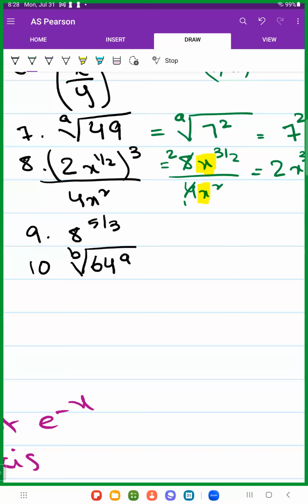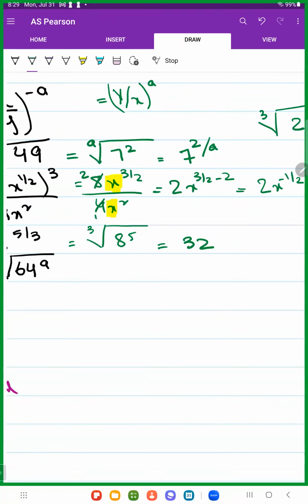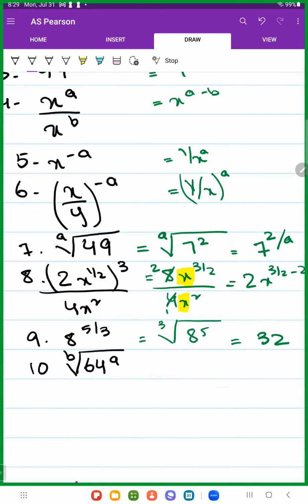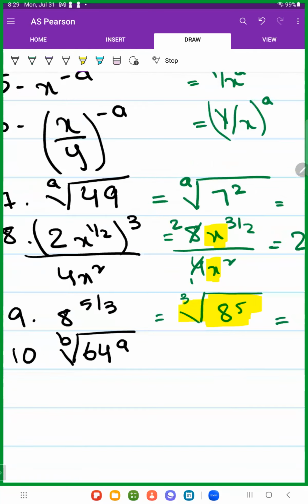At 9, there are no variables, so we'll just calculate 8 to the power 5 over 3. Yes, but how can we write this? Can I write this as 8 to the power 5 cube root? Yeah. Then you can solve it also. Now the answer will be 32. Yes. But this is a step that you will need to do to get marks. Okay. Got it. Understood.